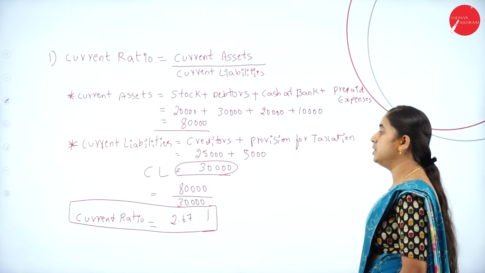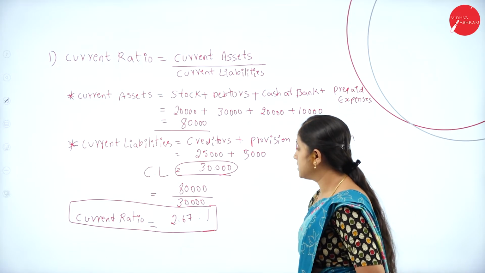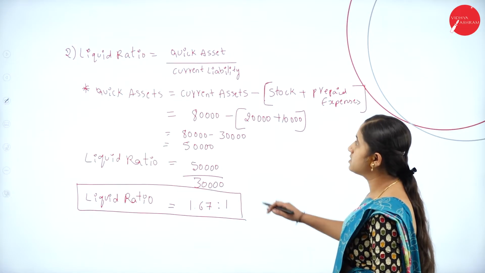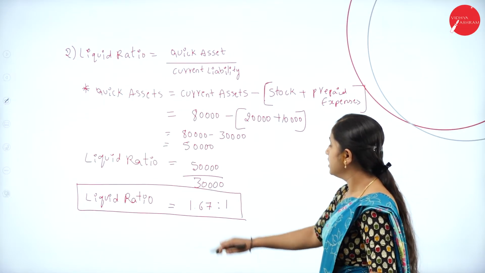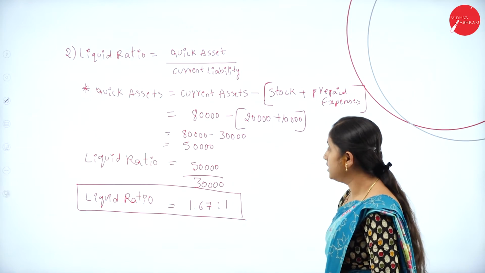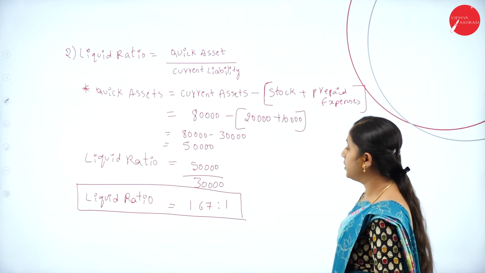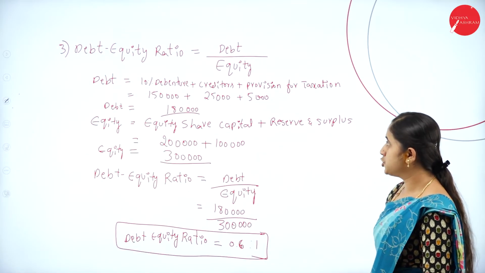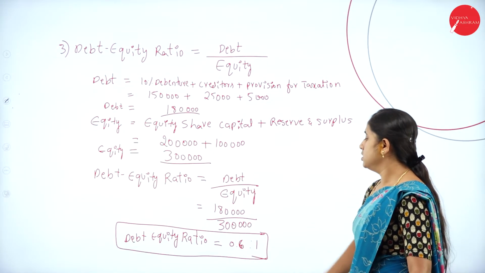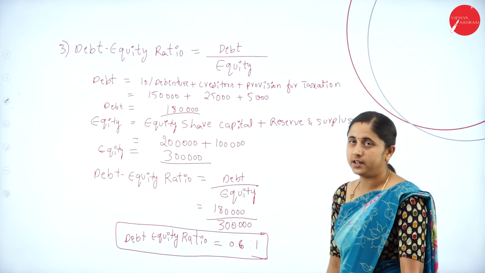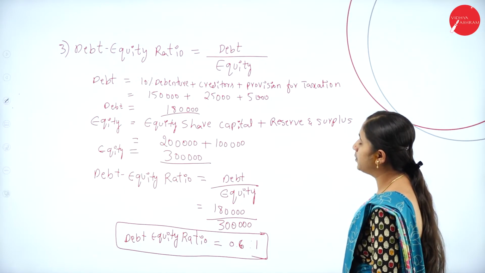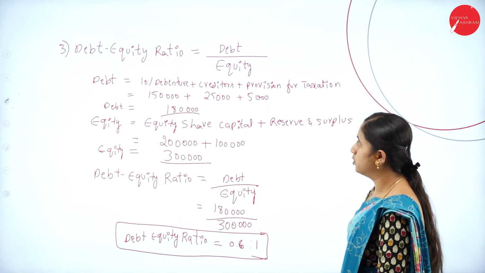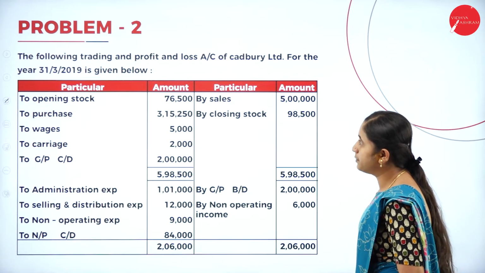For this problem, current ratio is 2.6:1. The ideal ratio is 2:1. Next, liquid ratio. Liquid ratio is 1.67:1. The ideal ratio for liquid ratio is 1:1. Next, debt equity ratio. Debt equity ratio is 0.6:1. The ideal ratio for debt equity ratio is 2:1. So, first problem is over. Next, come to the second problem.